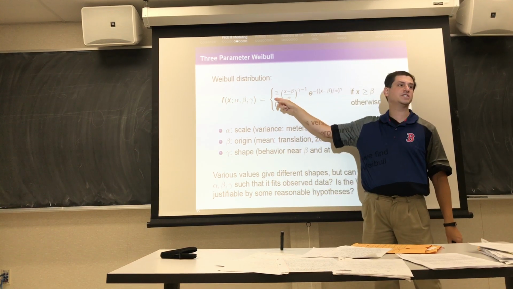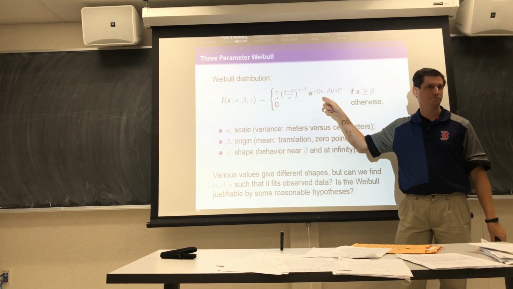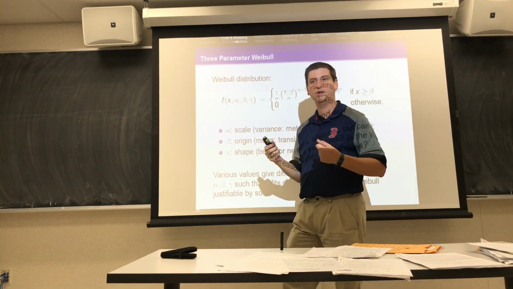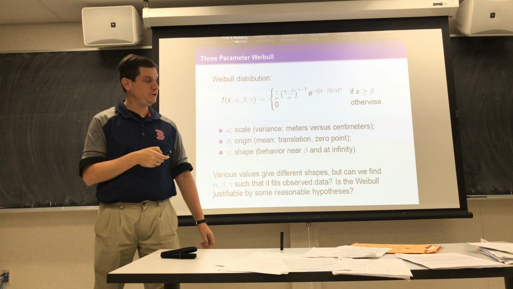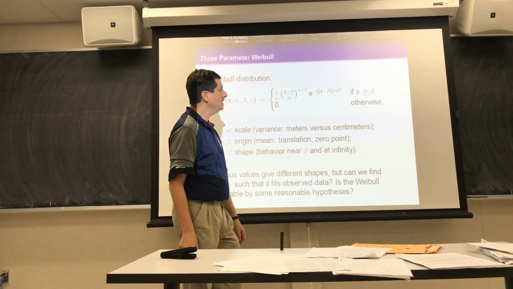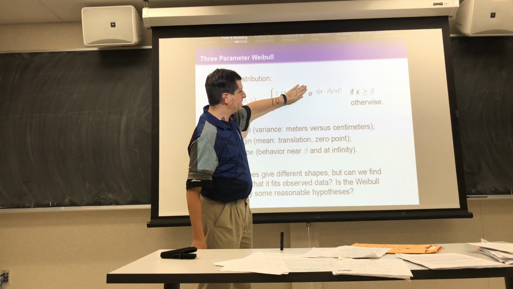All alpha does is it rescales like meters to feet. Right? It's always x minus beta over alpha. So alpha is just a rescaling parameter. The only parameter that really matters is gamma. Gamma gives you the shape. And so when gamma equals 1, then we actually just get the exponential.